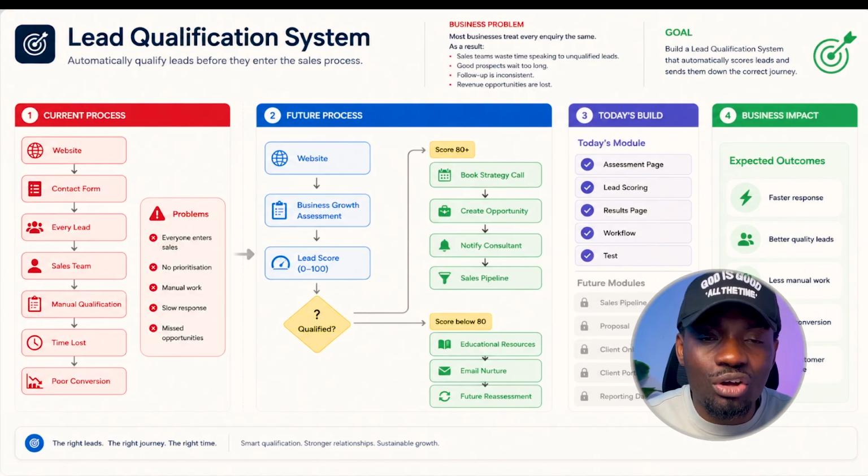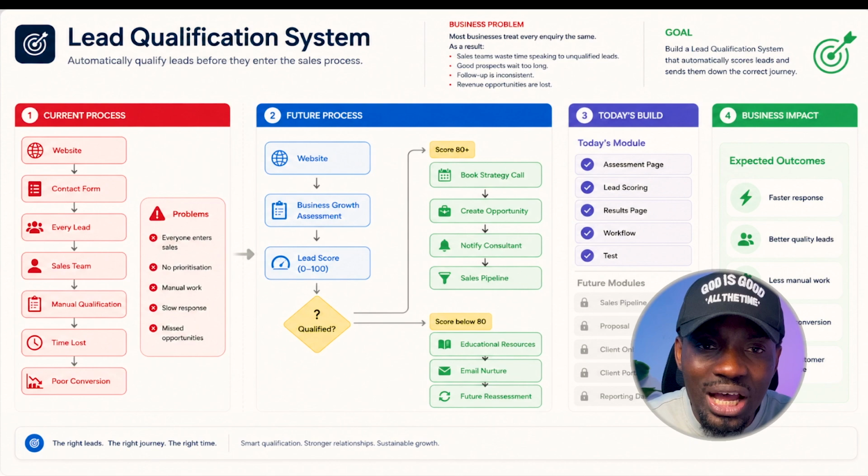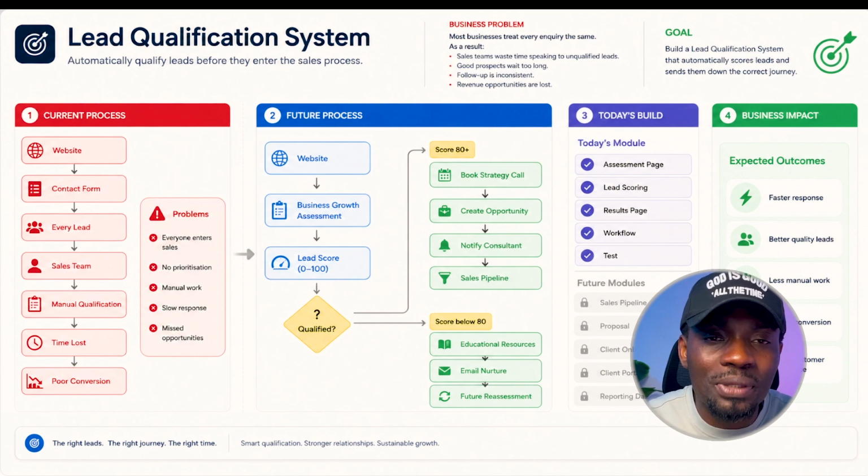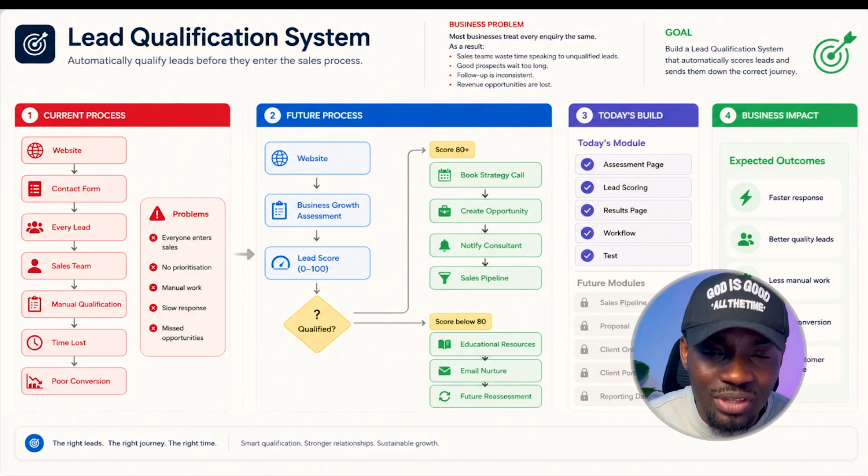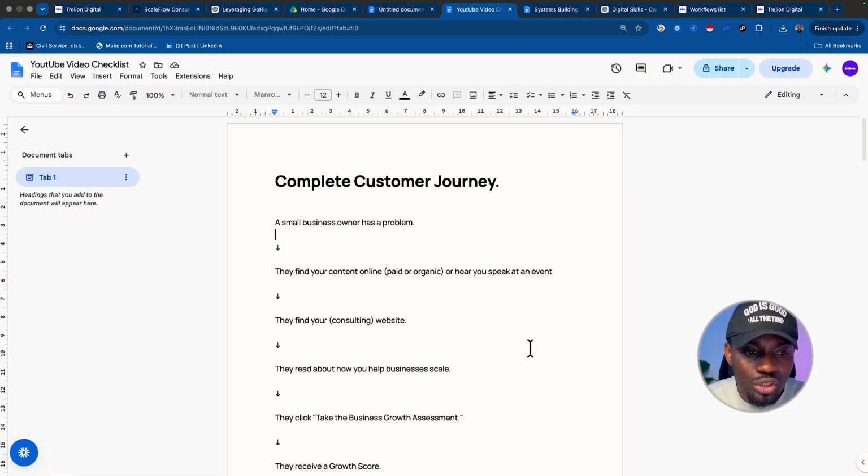Let's look at the customer journey. What does it look like for you as a service-based business owner? How would people get to know about your business? What's the typical customer journey for you? Let's break it down step by step. So this is a typical customer journey for service-based business owners. I know a lot of coaches, consultants, because I work with them.